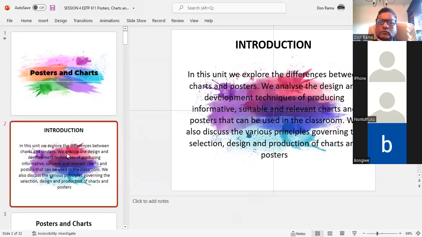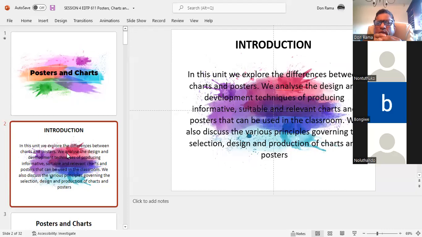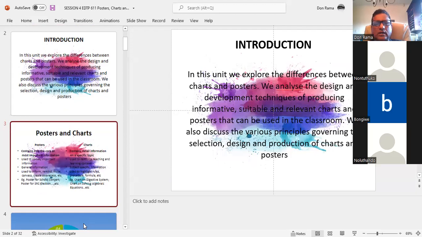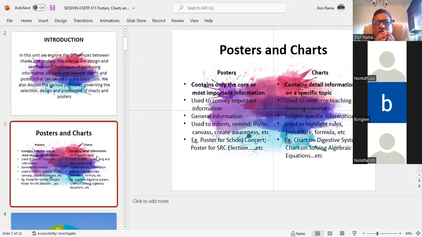Okay, so basically what we are going to be looking at is the differences between charts and posters. We're going to look at how we are going to design these charts and posters and how we can use them in the classroom effectively. That's the most important thing. But firstly, before we go on to making of charts and posters, what you need to understand is the difference between a chart and a poster.